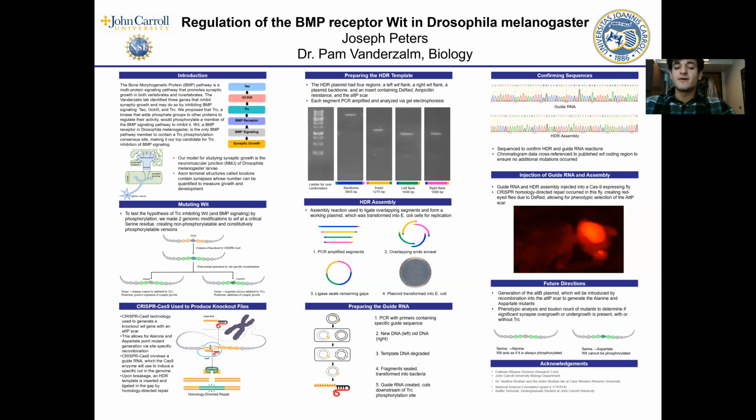So the next steps involve generating yet another plasmid, called the @B plasmid, which will then be placed into the WIT gene at the @P scar by recombination. This is what will allow for generation of the always and non-phosphorylatable WIT versions. Then we will count the number of boutons in these mutants to determine if significant synapse overgrowth or undergrowth is present, with or without tricornered.